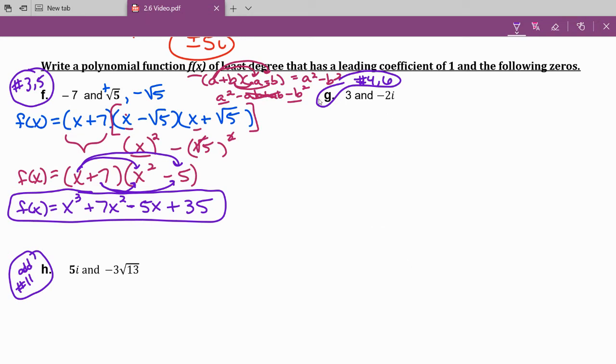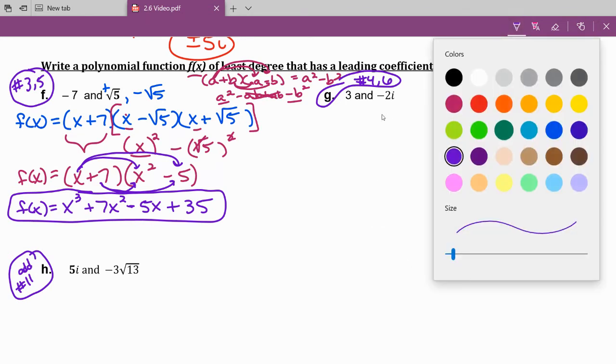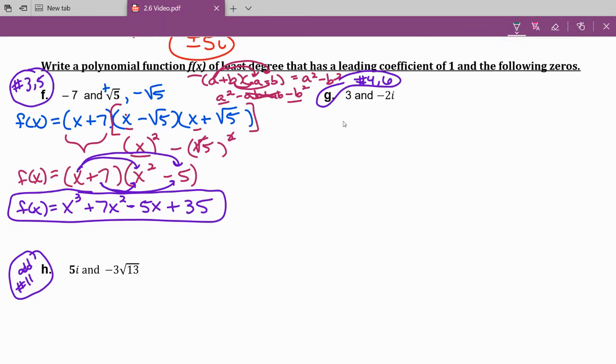Okay, so going back to example G. First, we need to set up our factors. So if we have a root of 3, and don't forget your f of x equals, that had to have come from a factor of x minus 3, because it's always x minus the root. Since they tell us there's a root of negative 2i, don't forget there must also be a root of positive 2i. So we actually have 3 roots, not just 2. But rational numbers do not have conjugates, so there's only going to be one factor of x minus 3, unless they had a multiplicity of 2.